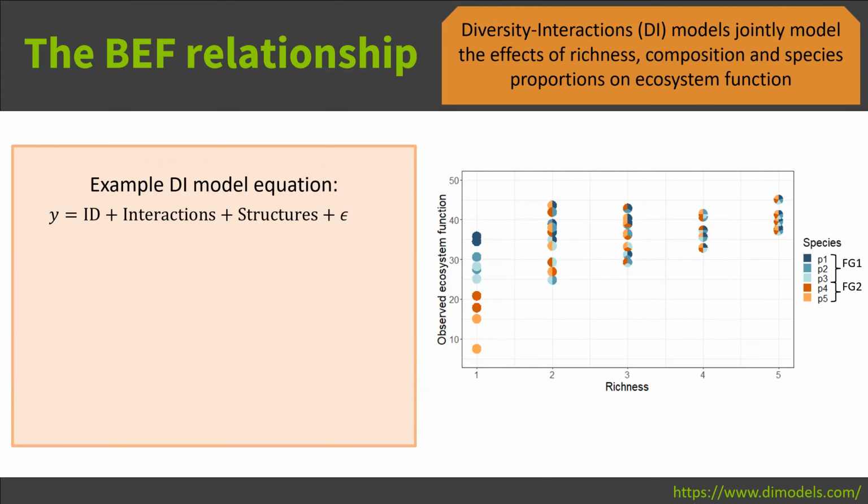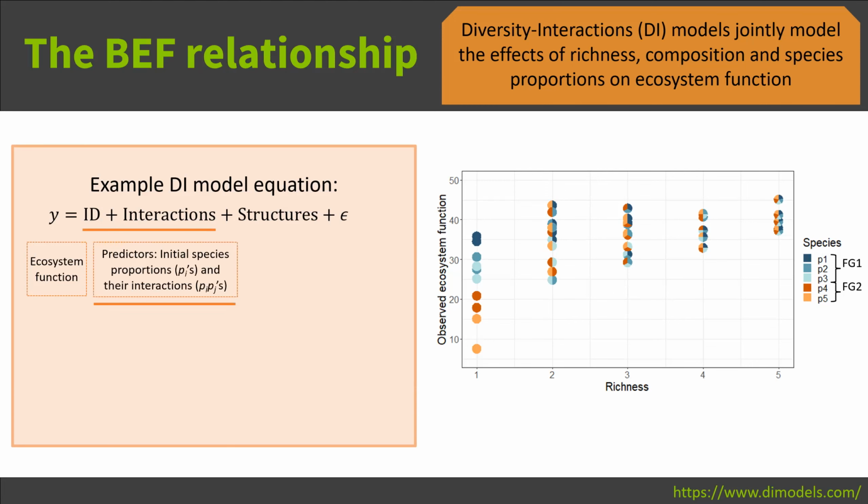This is the structure that a diversity interactions model takes, where ID stands for identity effects. Y is the ecosystem function. ID and interactions include the initial species proportions and their interactions as predictors. Block or treatment predictors can be included in structures, while epsilon is usually a normally distributed error.